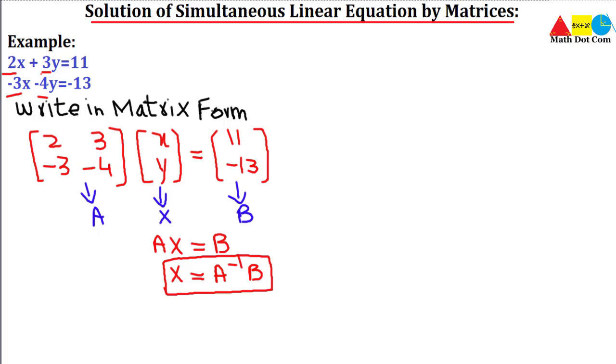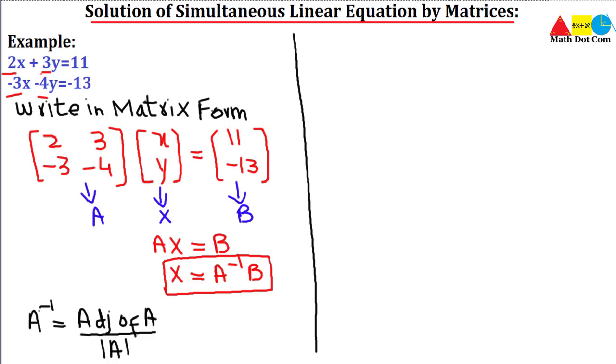Now what is A inverse? Let's write it. A inverse is equal to adjoint of A divided by the determinant of A. So we have to find the adjoint of A and the determinant of A in order to find A inverse, and then at the end we multiply A inverse with B. So let's find A inverse. First we have to find the adjoint of A.